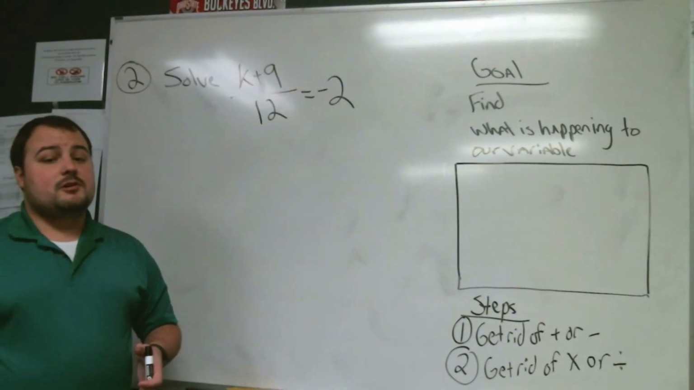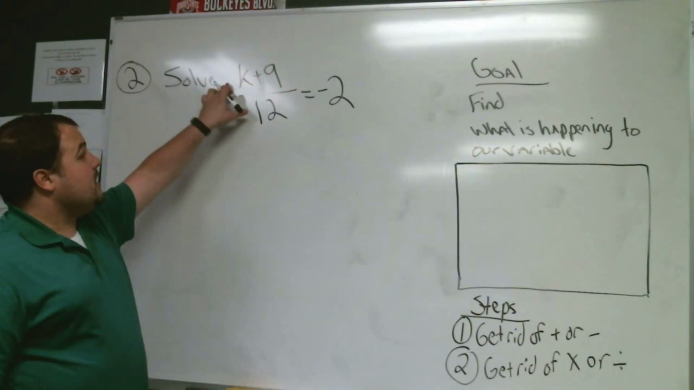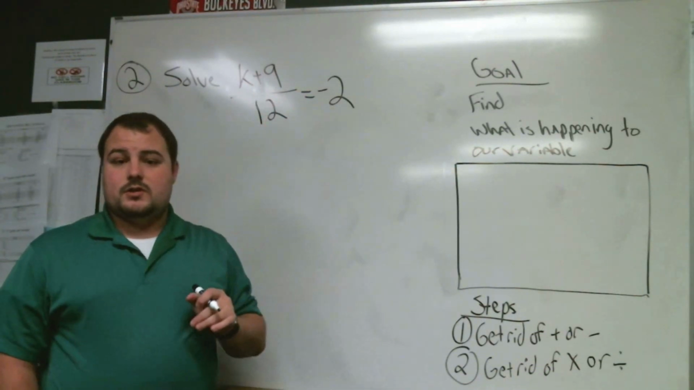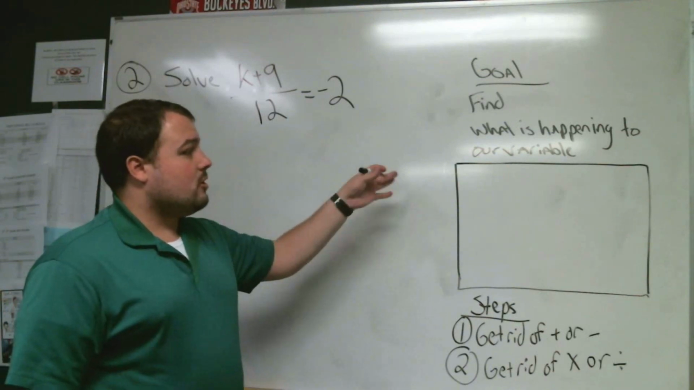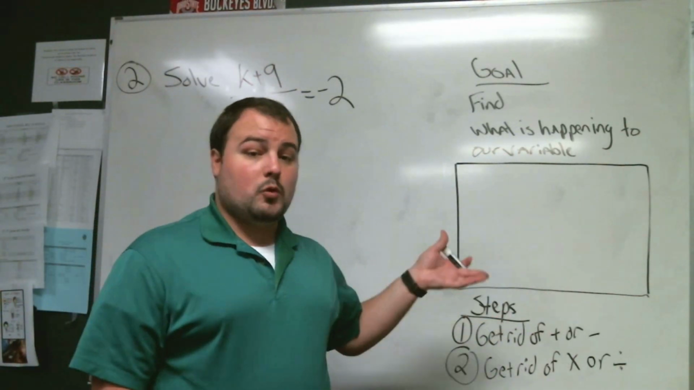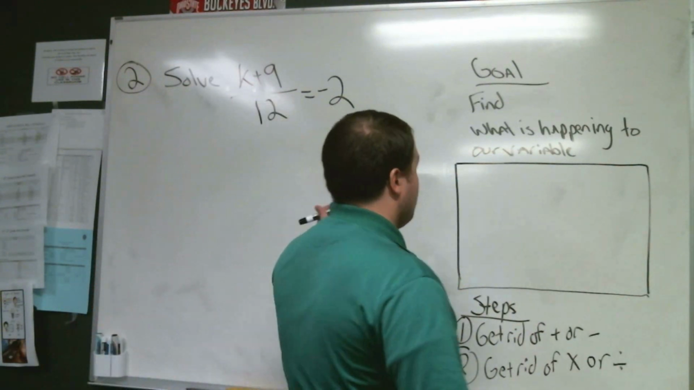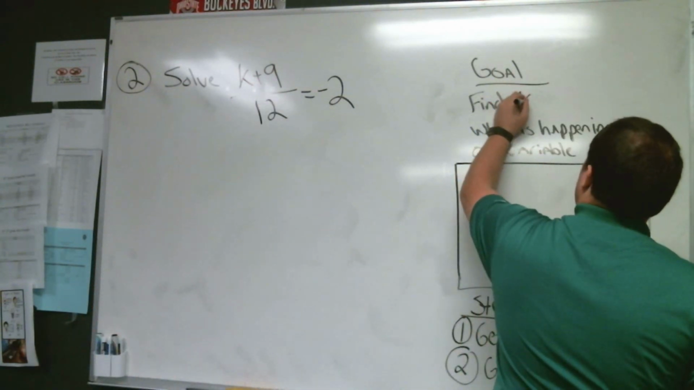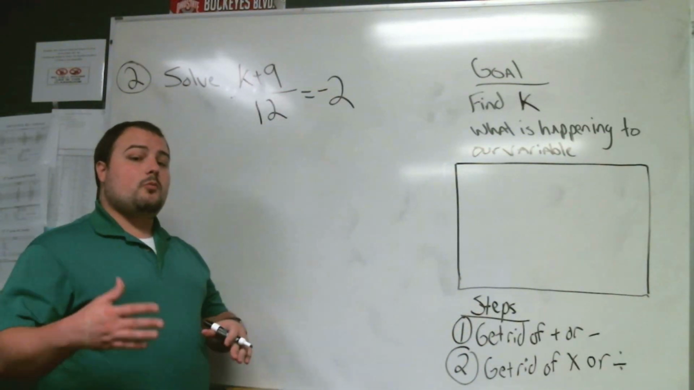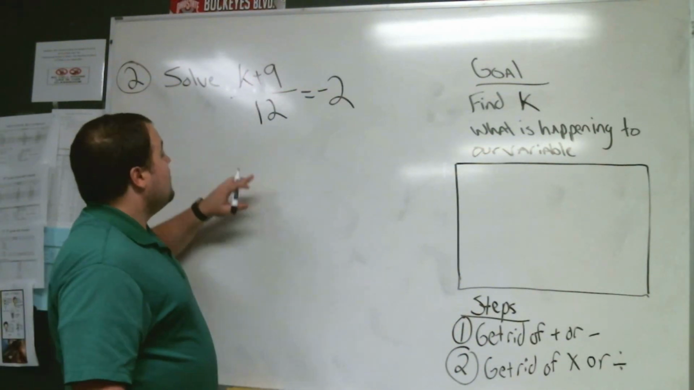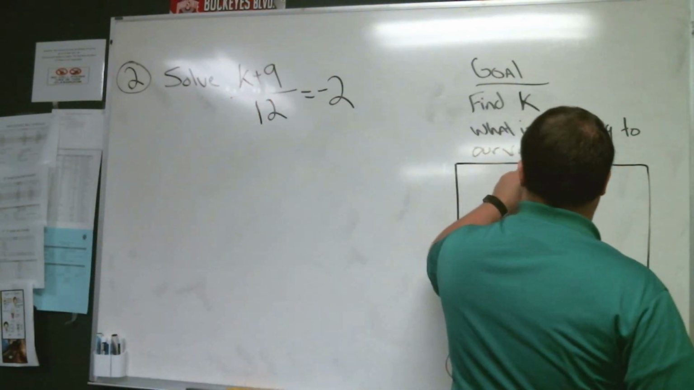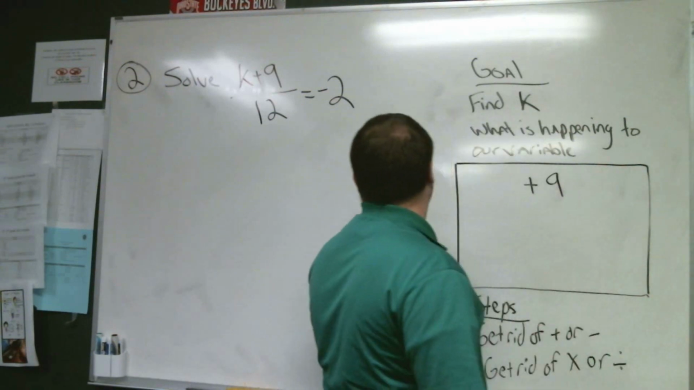In our second example, what we're going to be doing is solving k plus 9 divided by 12 equals negative 2. So over here, we're going to write our goal. Well, our goal is to find the value of what variable? In this case, our variable is k. So look at the letter k, and then all we've got to do is say, what's happening to the letter k? Well, if you look at k, we have adding 9. So we're going to have k adding 9.